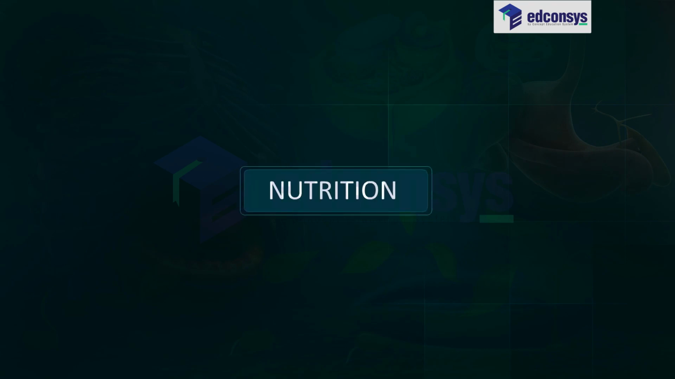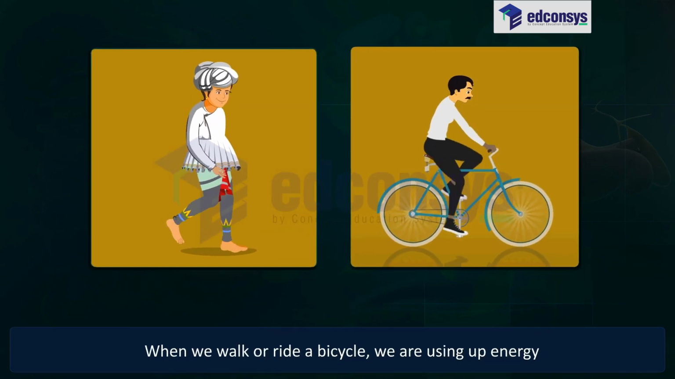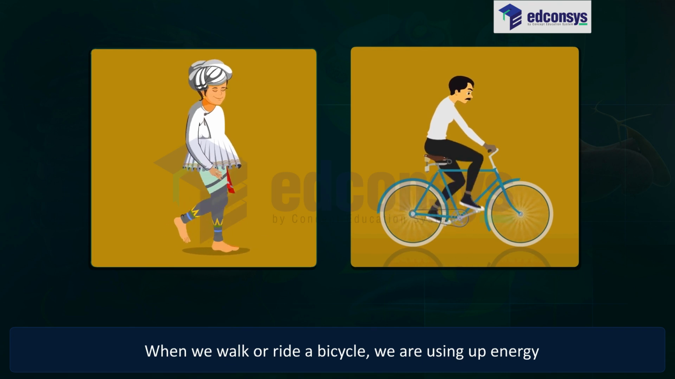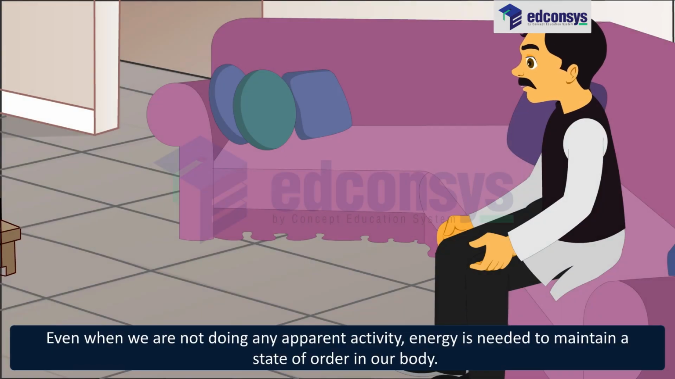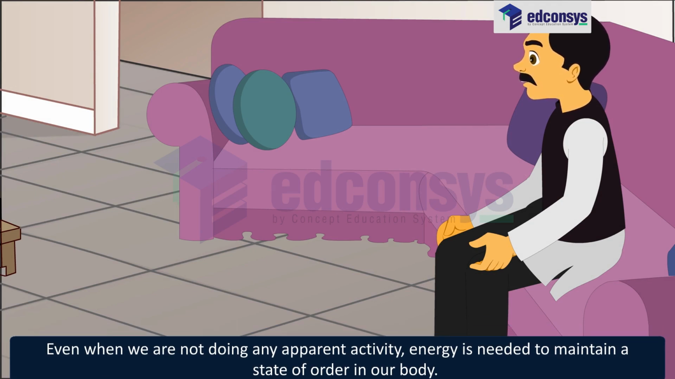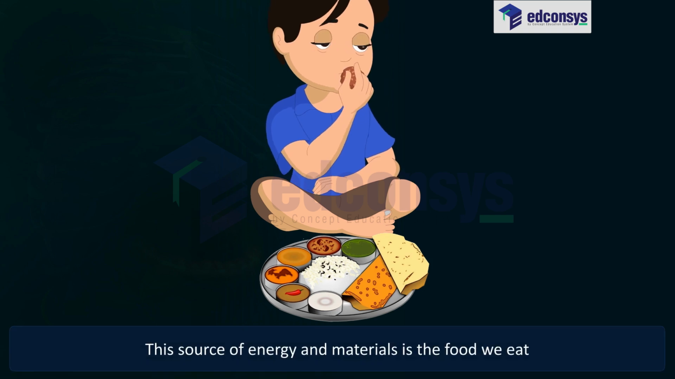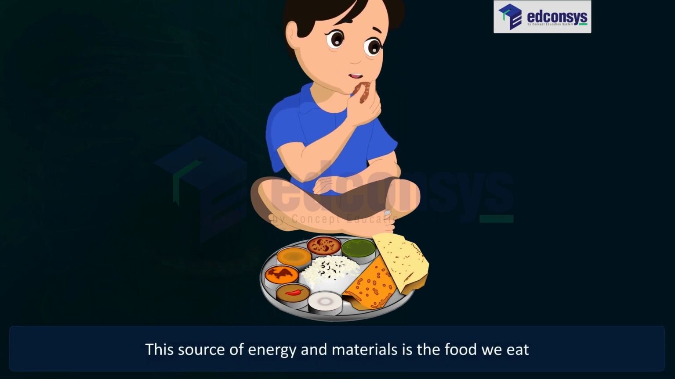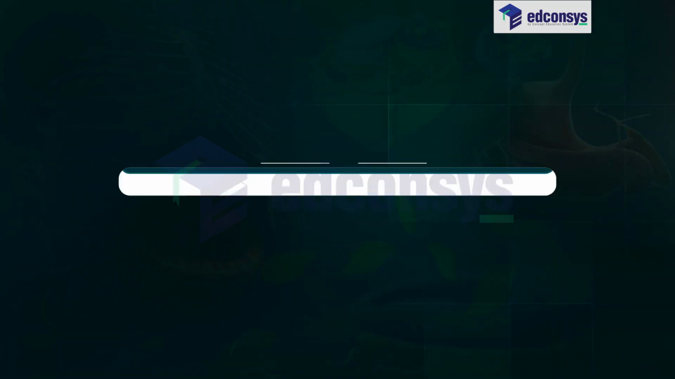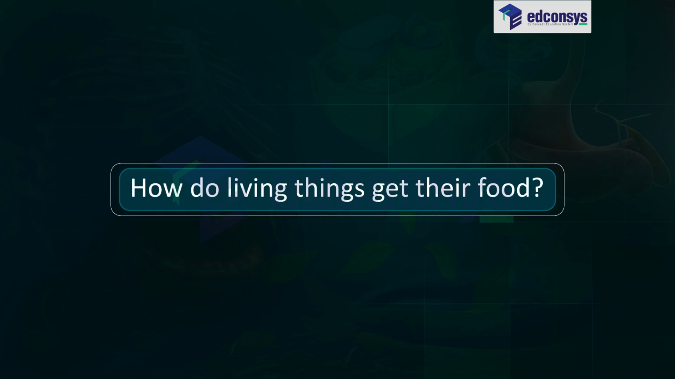Nutrition. When we walk or ride a bicycle, we are using up energy. Even when we are not doing any apparent activity, energy is needed to maintain a state of order in our body. We also need materials from outside in order to grow, develop, and synthesize protein and other substances needed in the body. This source of energy and materials is the food we eat. How do living things get their food?